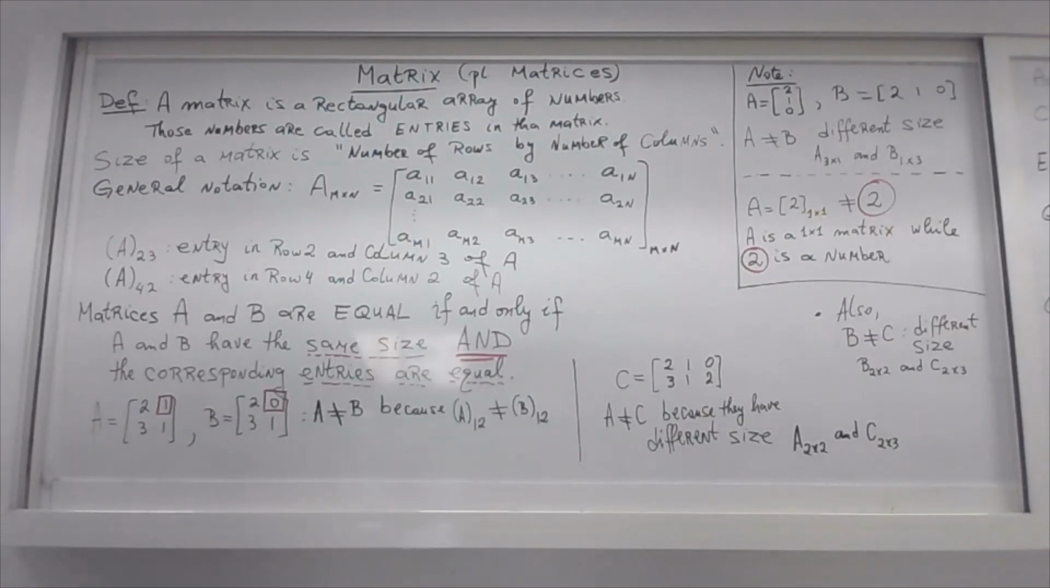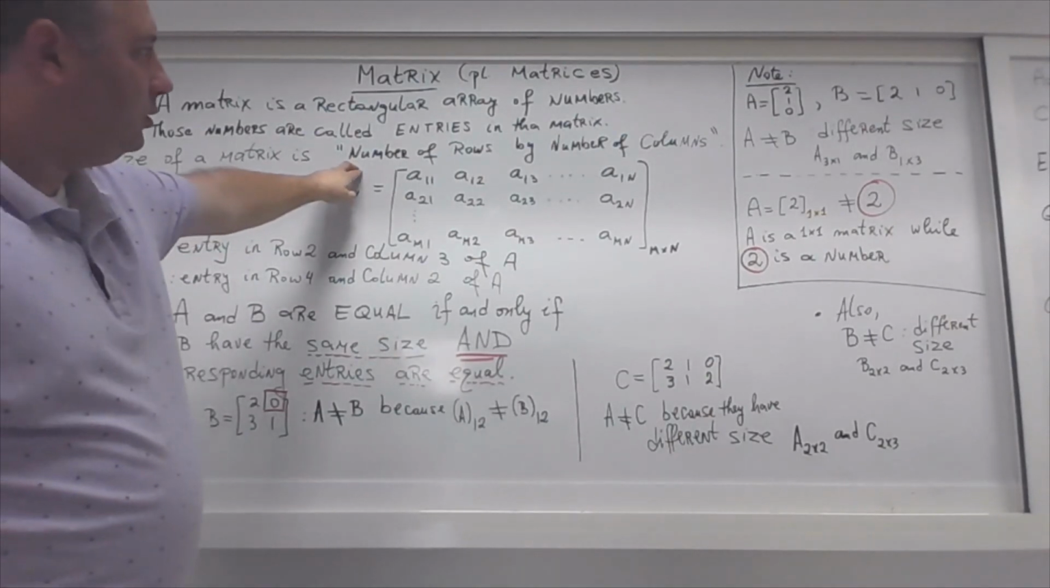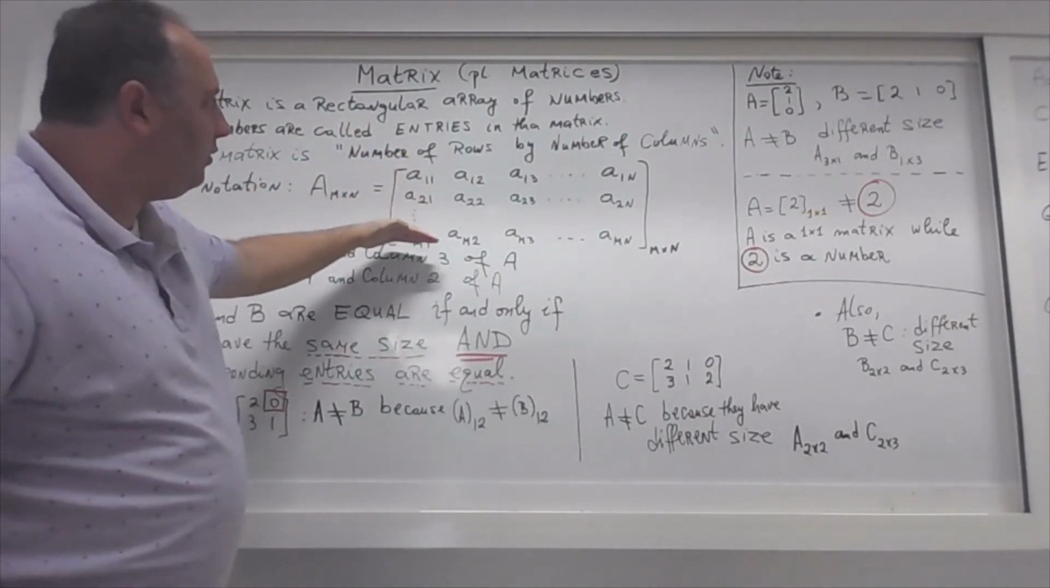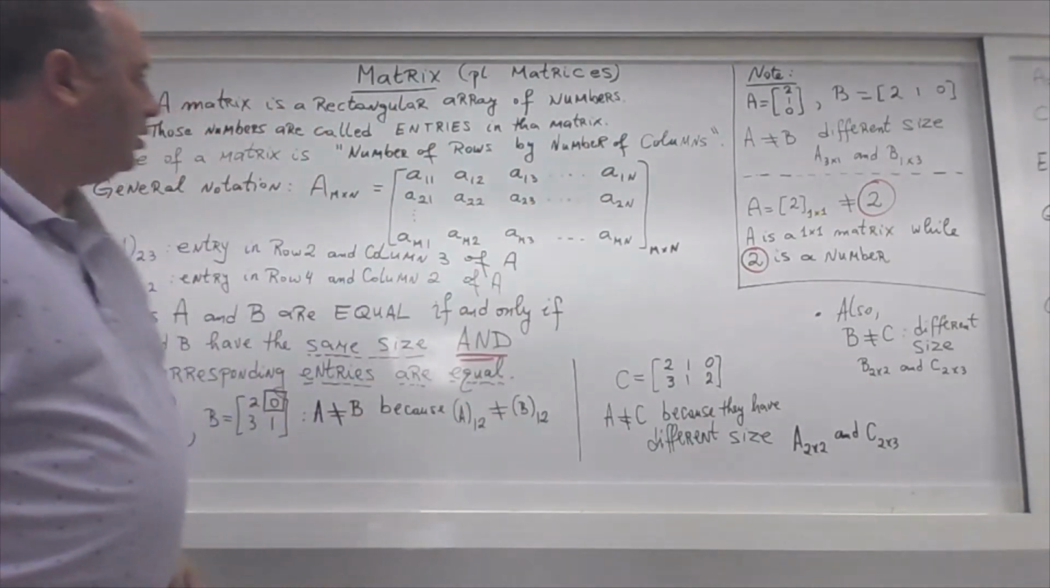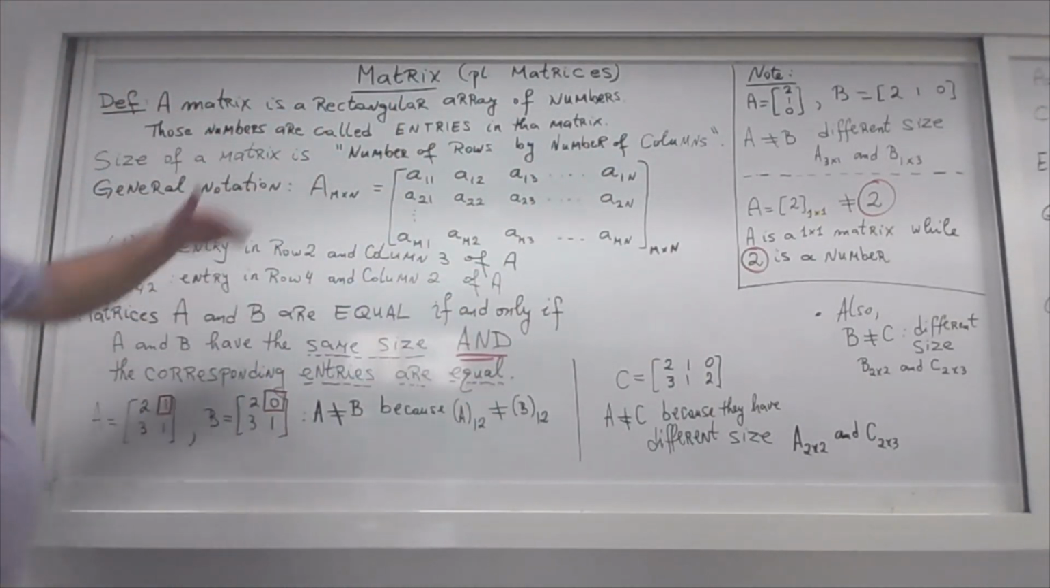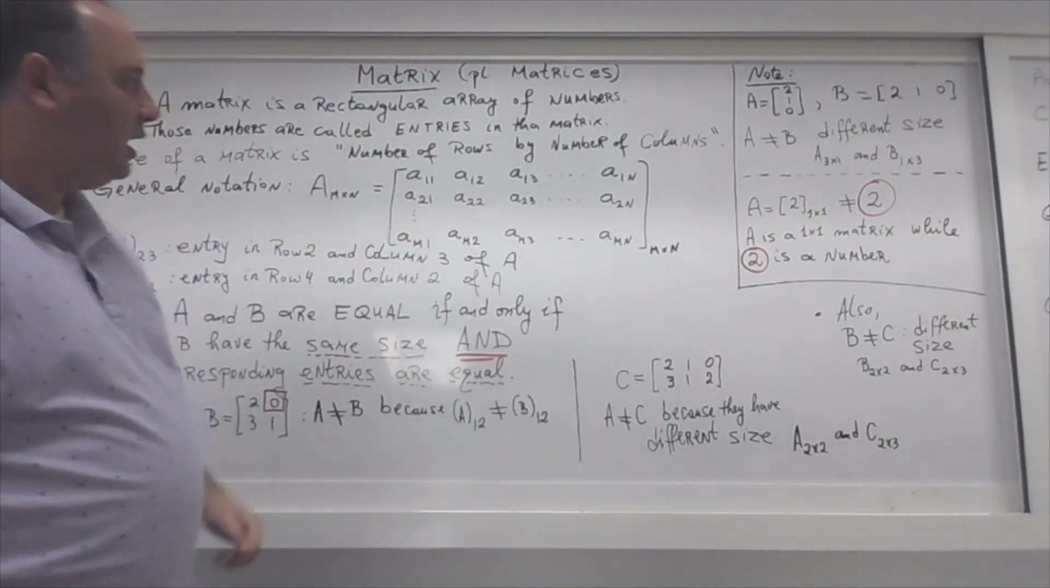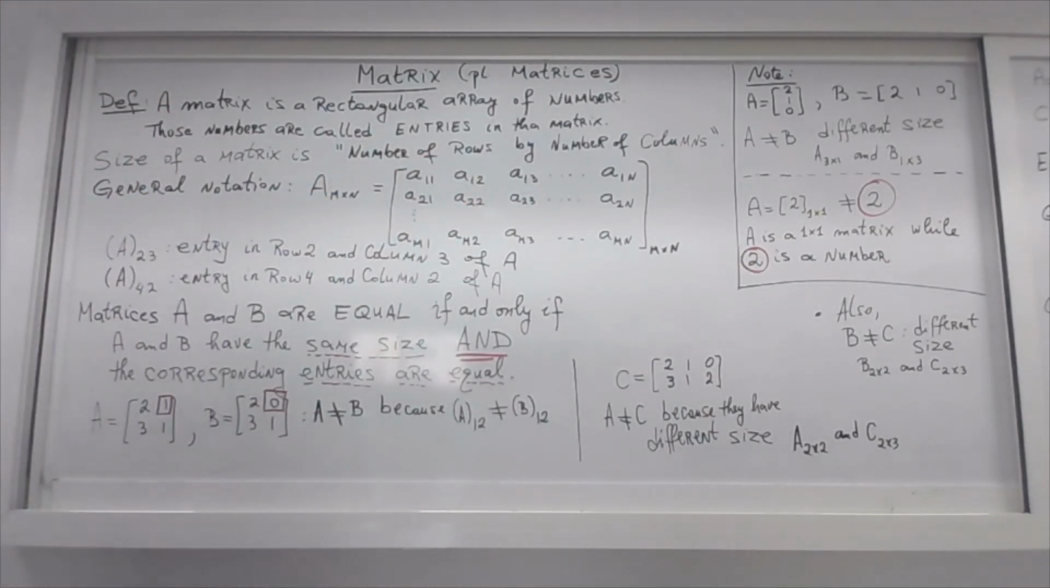Another important thing for a matrix is its size. What is a size? Well, it is the number of rows, so how many rows we have, by the number of columns. So if I have a matrix that has 3 rows and 7 columns, I'll say that the size of the matrix is 3 by 7.